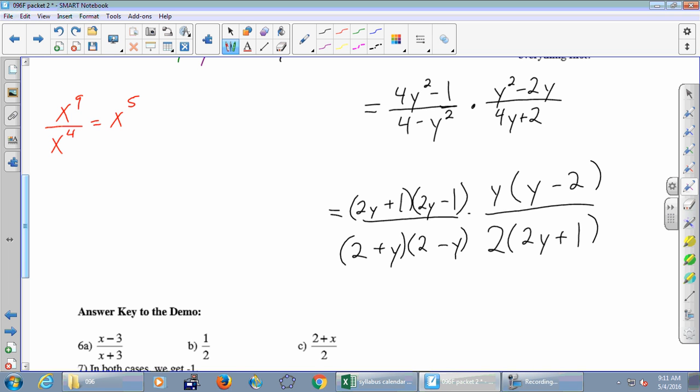There is something going on there, but it's not the easiest thing. The easiest thing is exact copies of each other. What do you see as exact copies? It's the 2y plus 1 and the 2y plus 1. So they just cancel. Are there any other exact copies? Something on top and bottom?